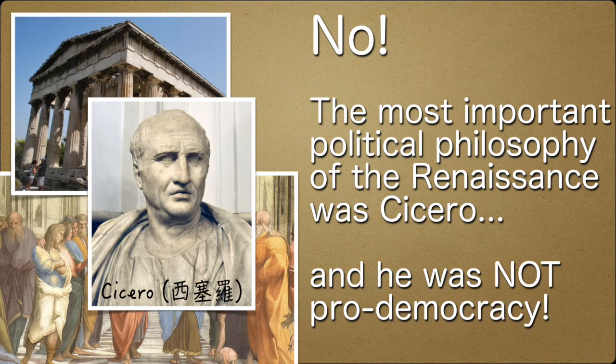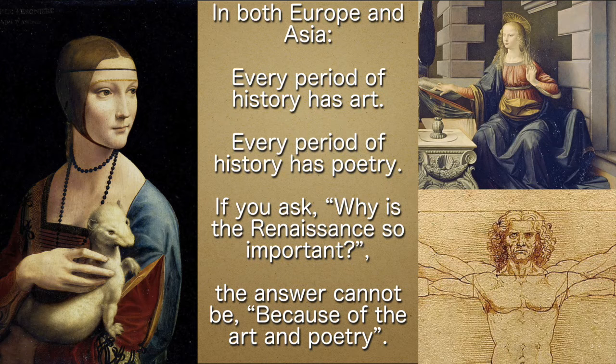Next slide, thank you. Very strange. From our perspective, it's very strange. So in both Europe and Asia, every period of history has beautiful art. Every period of history has poetry. If you ask, why is the Renaissance so important? The answer cannot be because of the art and poetry. It cannot be just because they're important. At the same time, in India, they have beautiful art. At the same time, in Mexico and in China, they have beautiful art. But there's something very important happening in Europe. It's connected to the beautiful art.